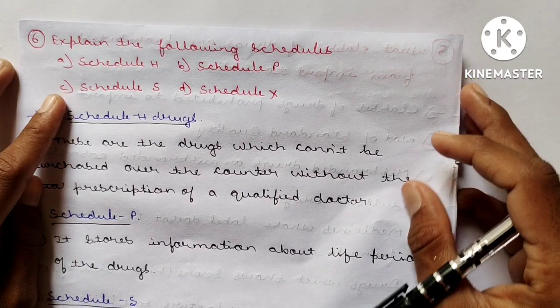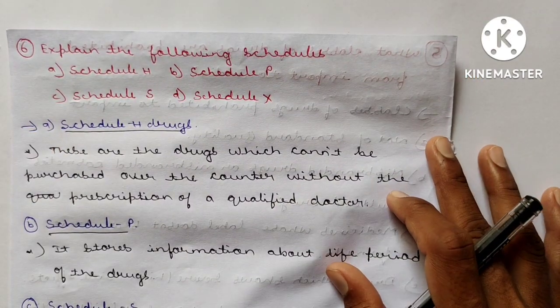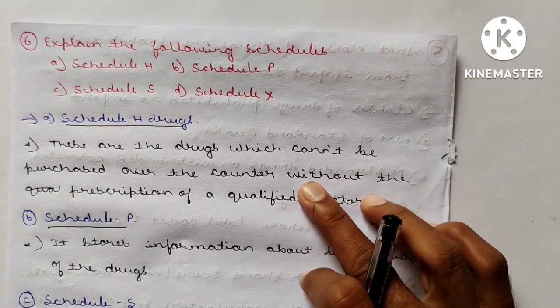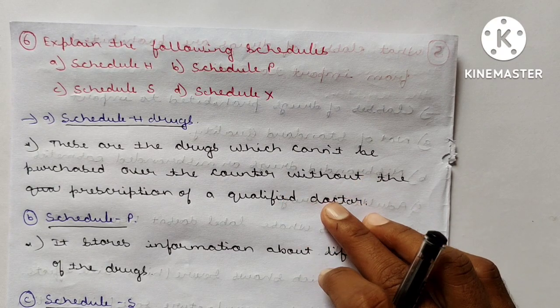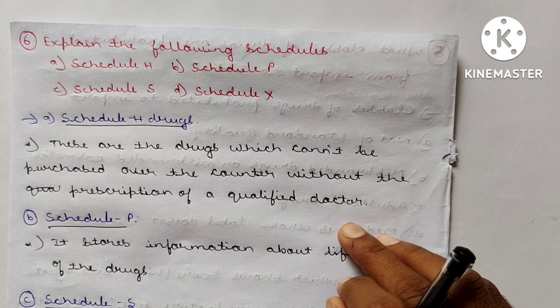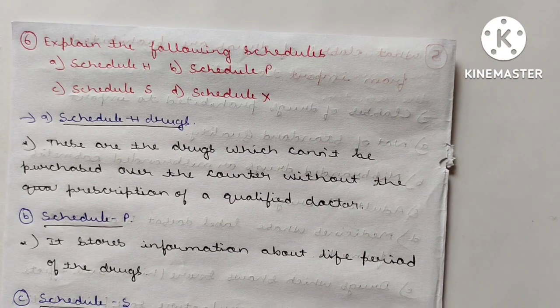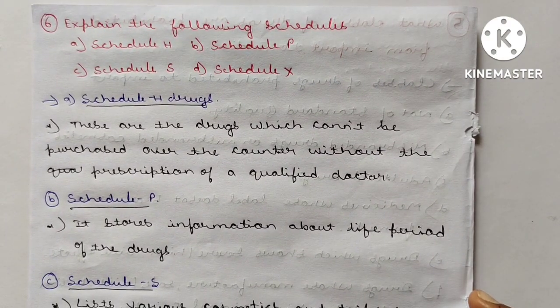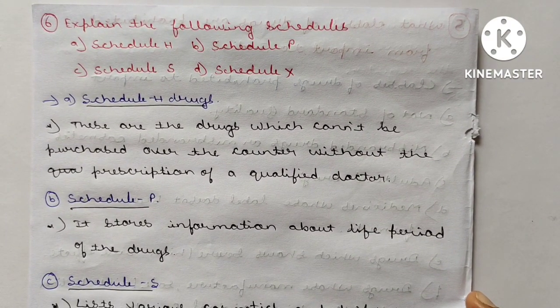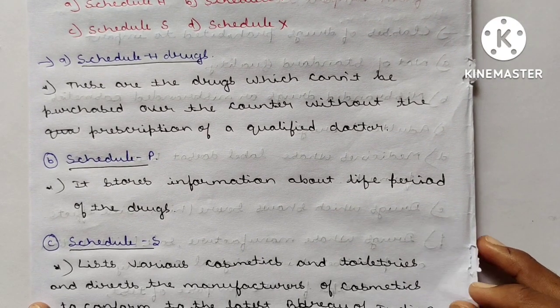Next, explain the following schedules: Schedule H, Schedule P, Schedule S, Schedule X drugs. Schedule H drugs are the drugs which cannot be purchased over the counter without the prescription of a qualified doctor. Yes, then Schedule P stores information about the life period of the drug, meaning the expiry date is all contained in the Schedule P file.